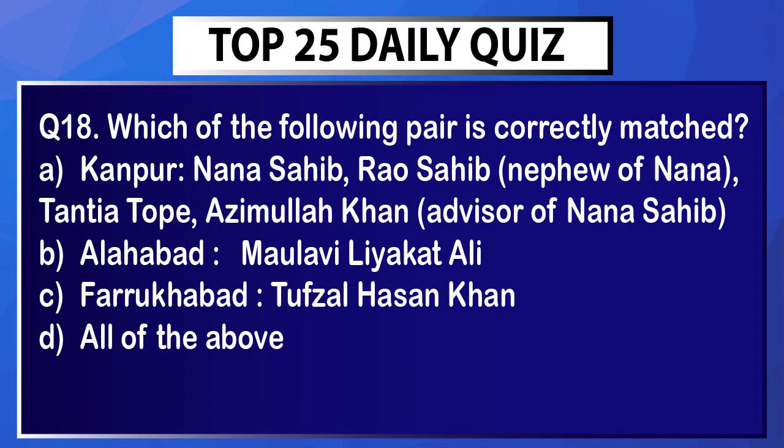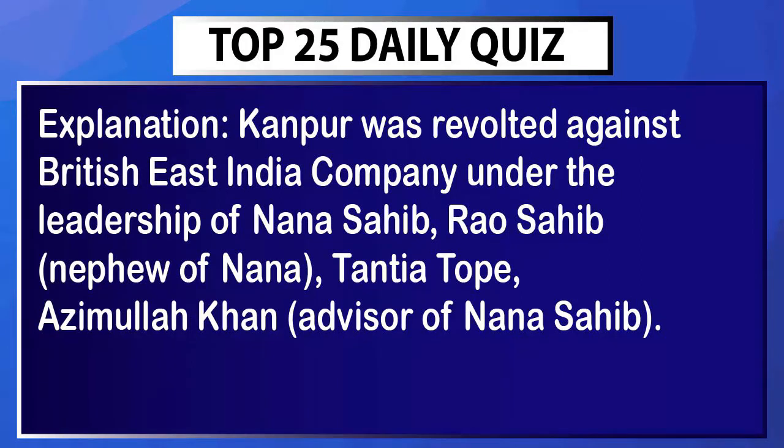Question 18. Which of the following pair is correctly matched? Option A. Kanpur, Nana Sahib, Rao Sahib, nephew of Nana, Tatya Tope, Azimullah Khan, advisor of Nana Sahib. Option B. Allahabad, Maulvi Liaquat Ali. Option C. Farrukhabad, Tufzal Hassan Khan. Or option D. All of the above. The correct answer is option D. All of the above. Explanation: Kanpur revolted against the British East India Company under the leadership of Nana Sahib, Rao Sahib, nephew of Nana, Tatya Tope, Azimullah Khan, advisor of Nana Sahib.